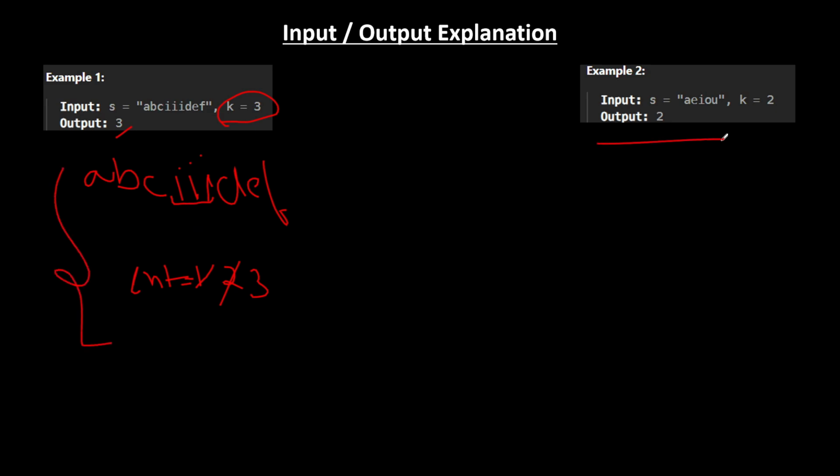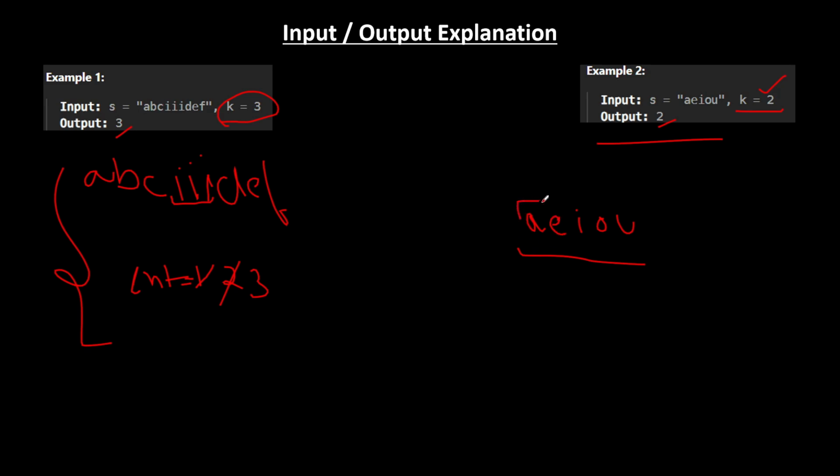Now let's understand this problem also. Here the input is a, e, i, o, u. Output is 2, and K is given as 2. You can see that all the characters in the string are vowels: a, e, i, o, u. And it's common sense that if the complete string is vowels, then whatever the length of K is, it will be the answer exactly.